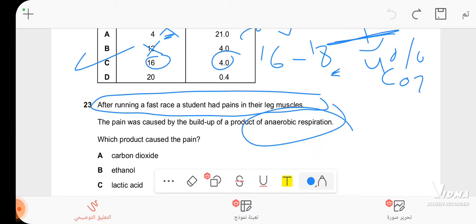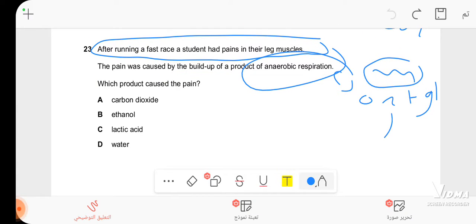As you know, in respiration, when your body needs energy, the mitochondria take oxygen and glucose and give you what? Give you energy plus carbon dioxide, or water vapor for example. Okay. Now here, anaerobic respiration.